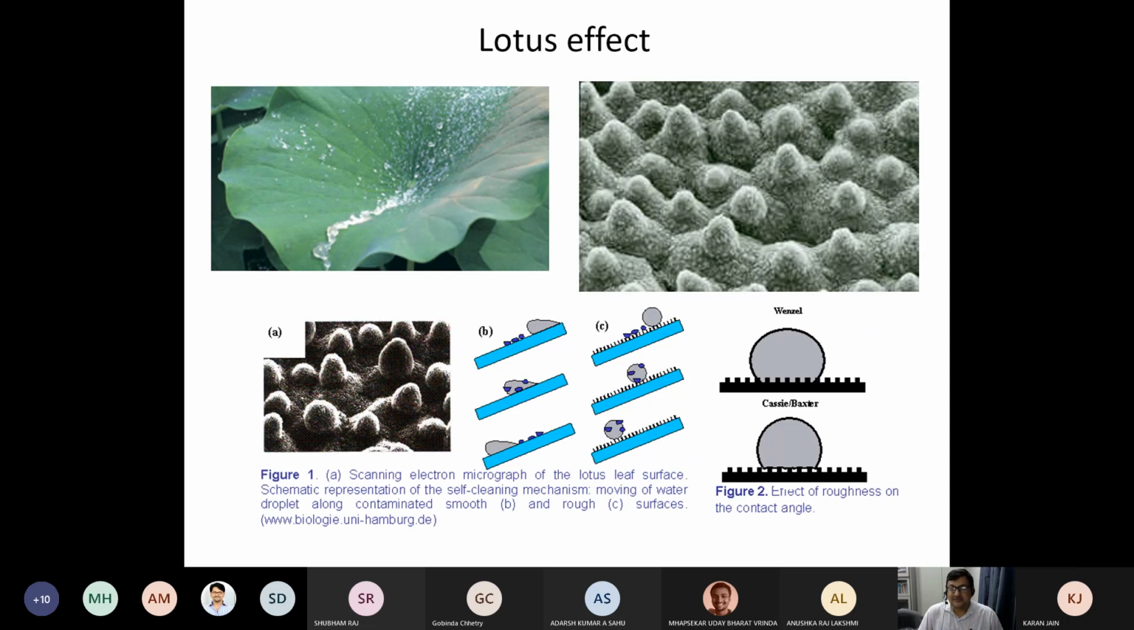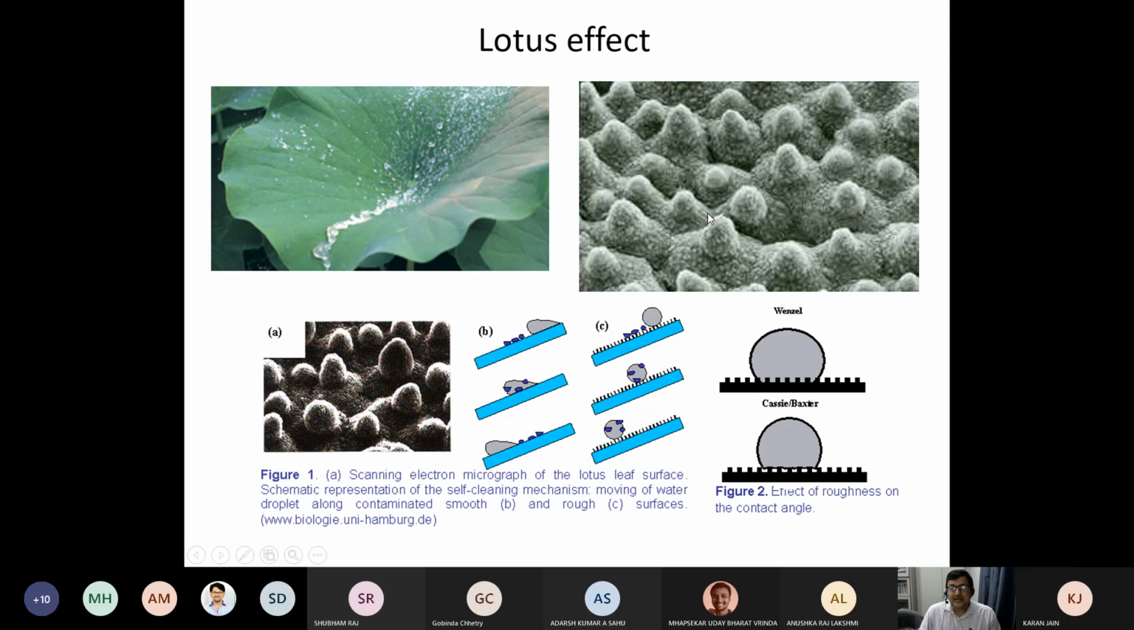Now you see the lotus effect. You have a lotus leaf. On top of that, if you put a water droplet, you will find that it will not wet the surface at all. If you take a scanning electron micrograph image of this lotus surface, you will see a hierarchical structure. These are microscopic structures, and on them you can see grain-like nanostructures, which are called hierarchical structures. So on those hierarchical structures, the water droplet sits like this.